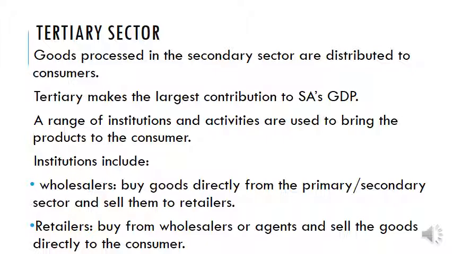A range of institutions and activities are used to bring the products to the consumer. Important to note, the tertiary sector brings the goods to the consumer. Institutions include wholesalers. They buy goods directly from the primary or secondary sector and sell them to retailers. An example here can be Makro. Then we have retailers. They buy from wholesalers or agents and sell the goods directly to the consumer. An example here can be Pick n Pay.